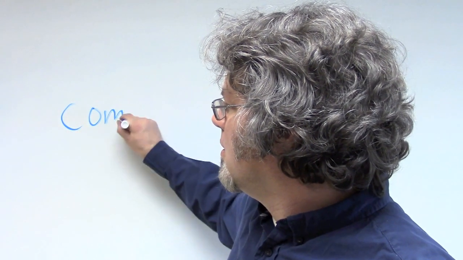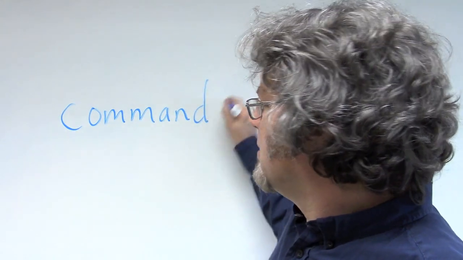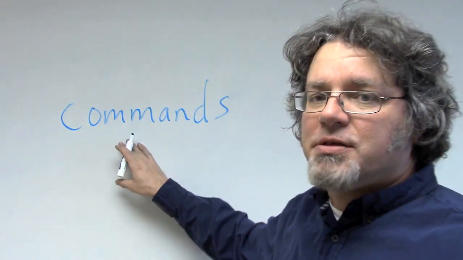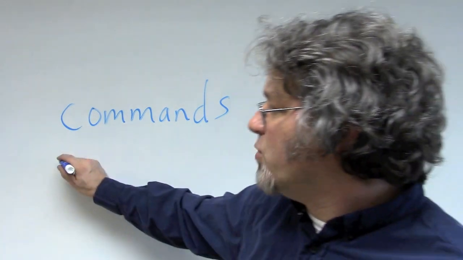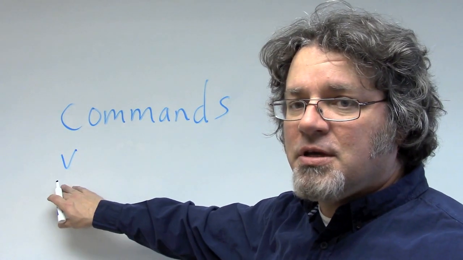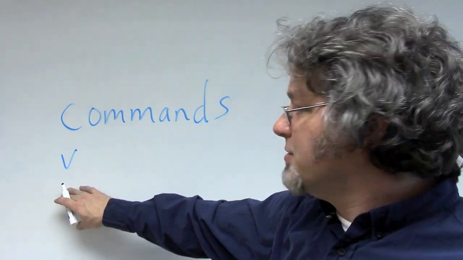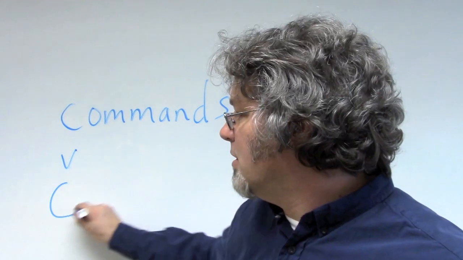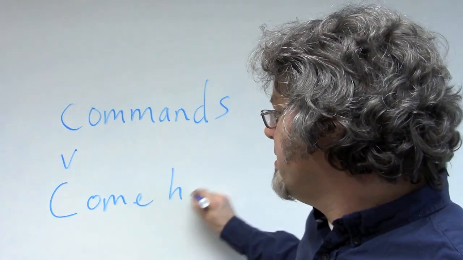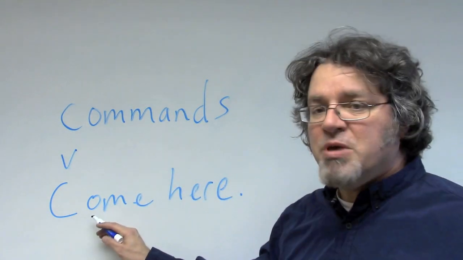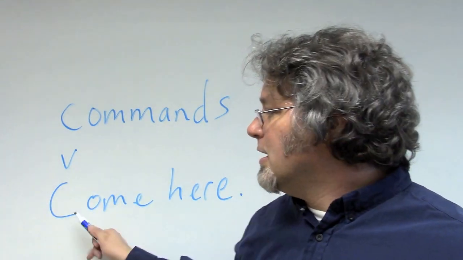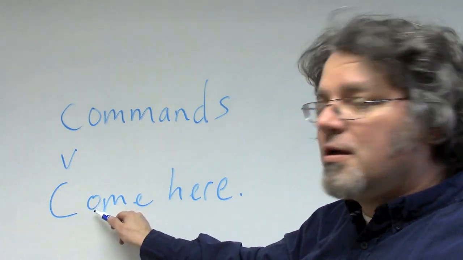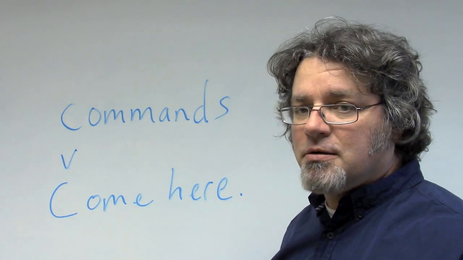We use the verb tell for commands. This is also known as the imperative form. A command begins with a verb first, and when you're writing, it's capitalized. So if I say, for example, come here, and I'm speaking to you, it's not necessary to use the subject you. I just begin with the verb, come here.